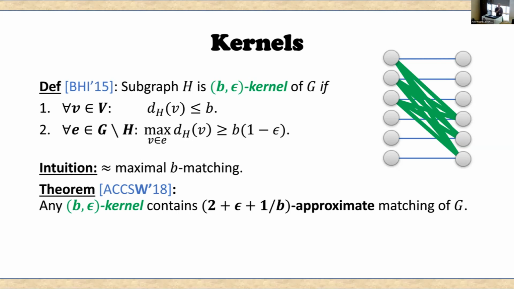What we showed is that any (b, epsilon)-kernel is essentially a 2-approximate matching sparsifier. So there's a bunch of notation here, but take b to be at least 1 over epsilon. What this is saying is it's a 2 plus epsilon matching sparsifier.